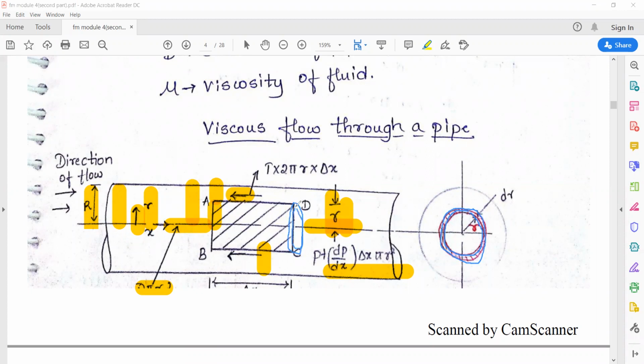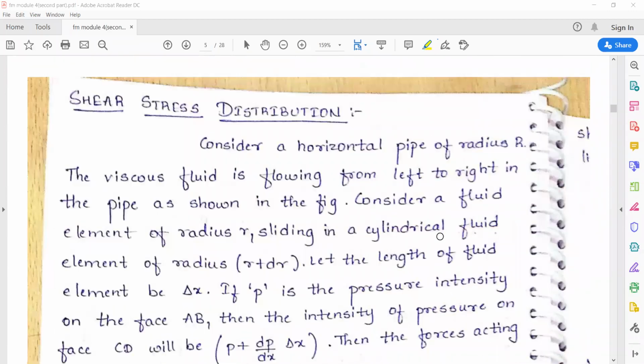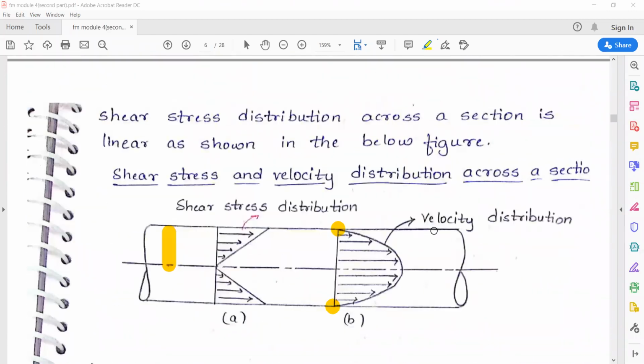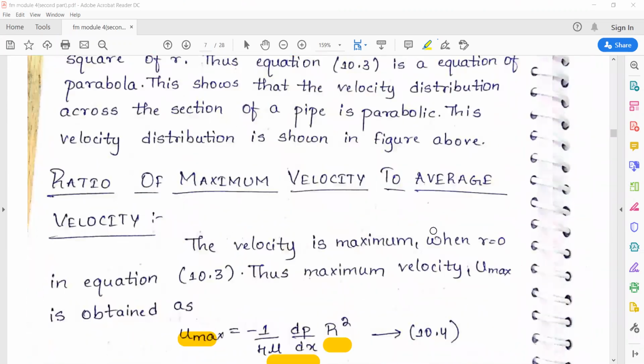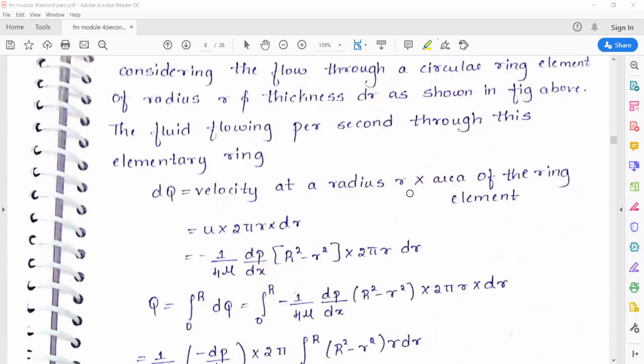Through which, what is the discharge? The discharge through this small circular ring is denoted by dq. They are calculating the discharge through the small circular ring first. Afterwards, by integrating it, you'll get the total discharge value Q. So dq is the discharge through the small circular ring.